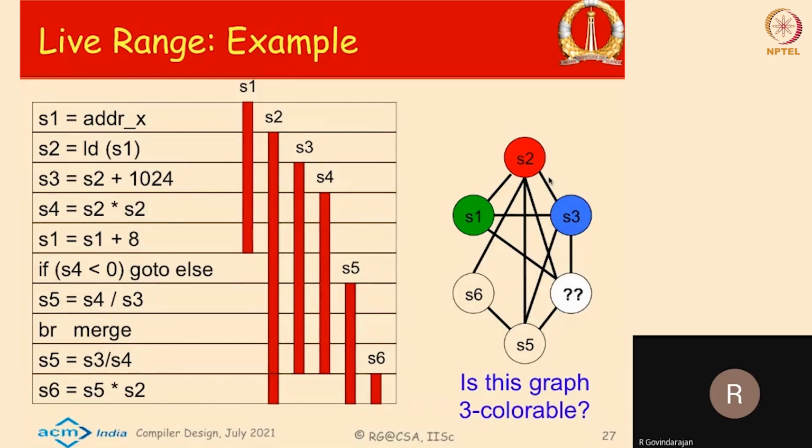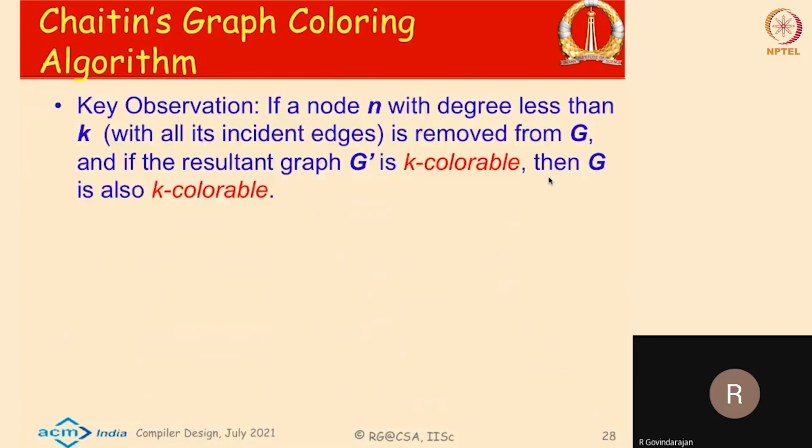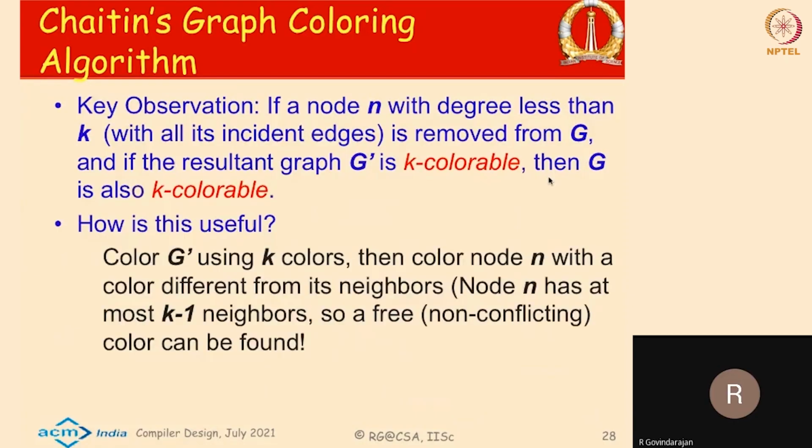Then at that point in time, in the remaining graph, you pick one node and you say that that node has to be spilled. That's really what Chaitin's algorithm is all about. So the key intuition is that you take the original graph, remove one node which has less than k edges, and if the remaining graph can be colored using k colors, the original graph can also be colored using k colors. That's the whole idea here.